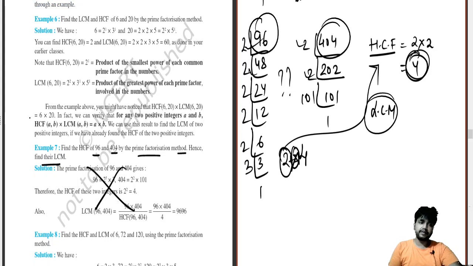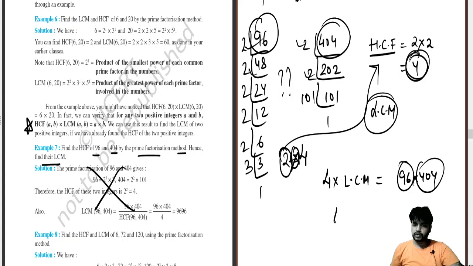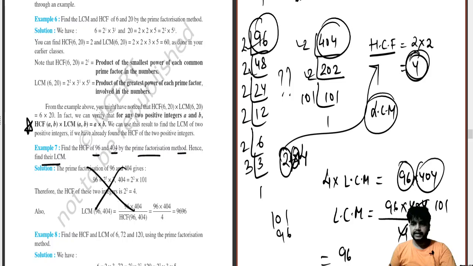Now what formula will we be using over here? This formula. So we can write this as 4 into LCM equals 96 into 404. Okay, first number into second number. So LCM equals how much? 96 into 404 by 4. So these two cancel and we are left with 101 into 96. So if you multiply it, we will get the answer.